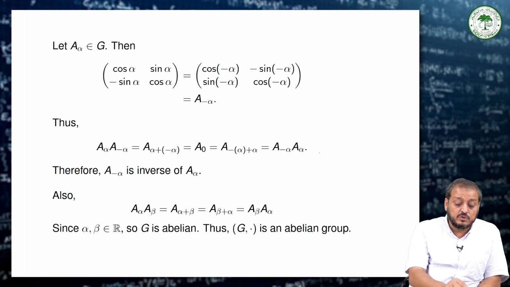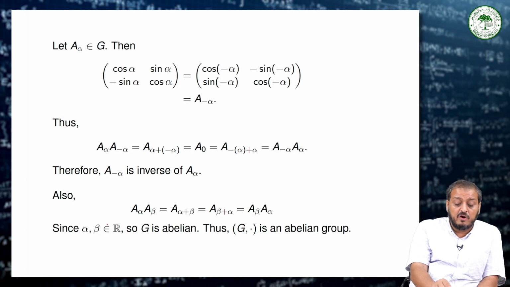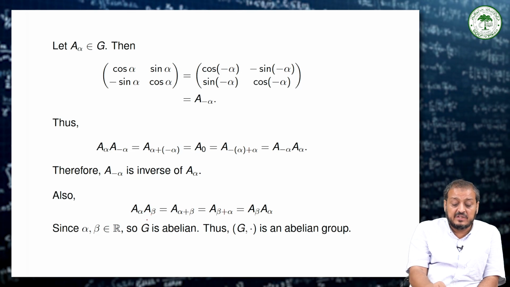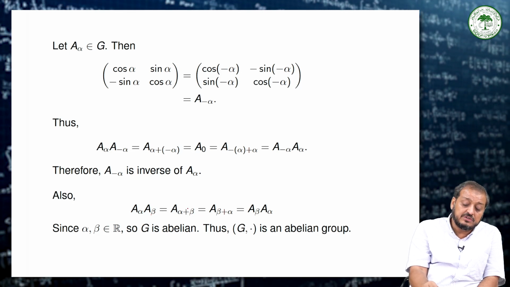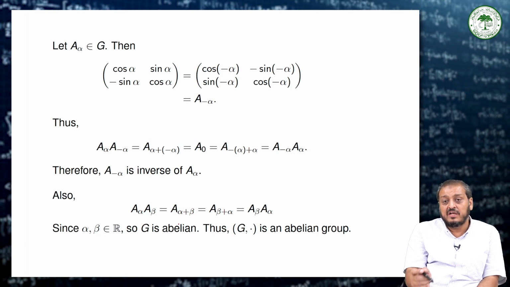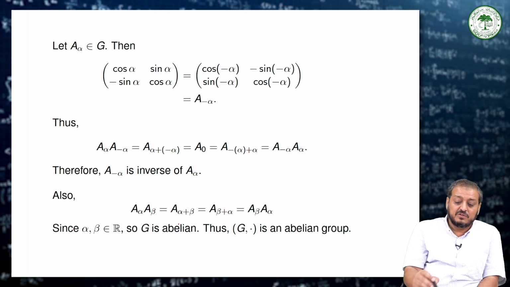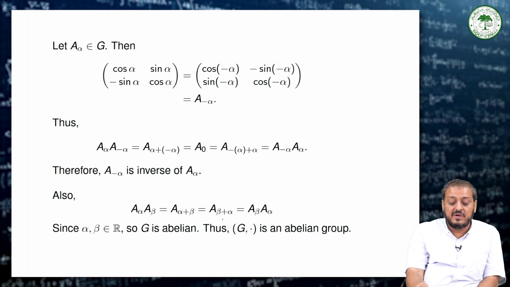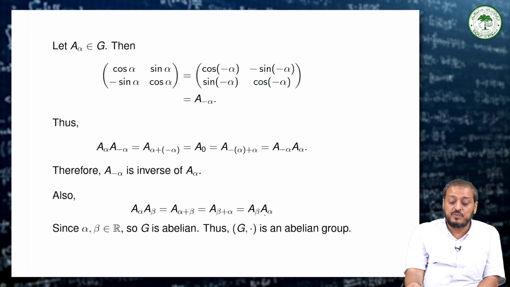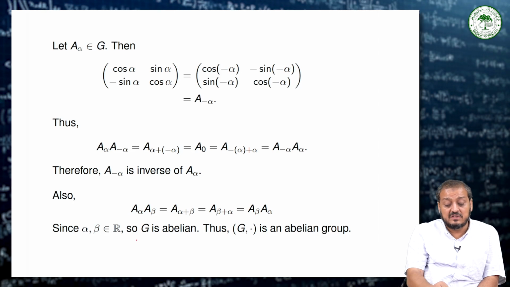Now we have to show that this is clearly an abelian group. If we set A of alpha, A of beta, it can be written as A of alpha plus beta. Now you see alpha and beta are real numbers, and alpha plus beta is a real number, and under addition these two real numbers are commutative. So we can say that it is A of beta plus alpha, and then this gives you A of beta, A of alpha. So clearly, since alpha and beta are real, G is abelian.